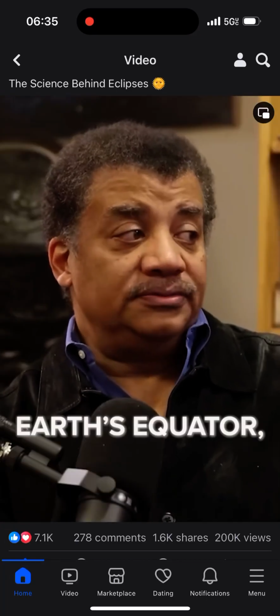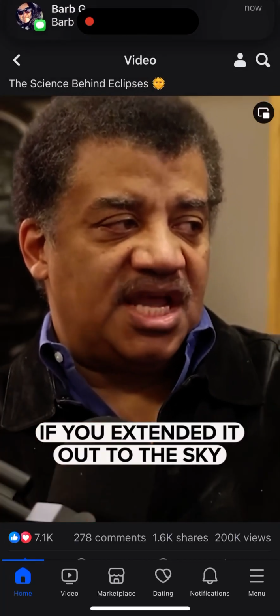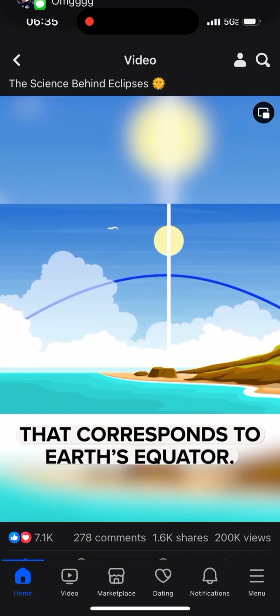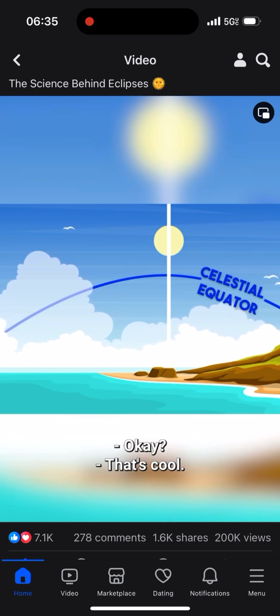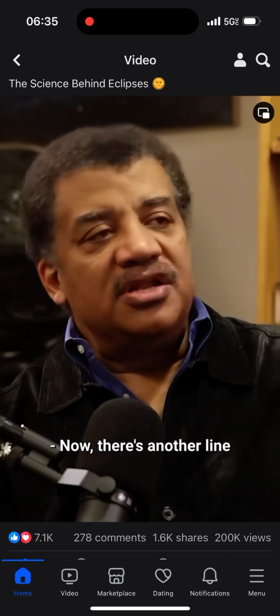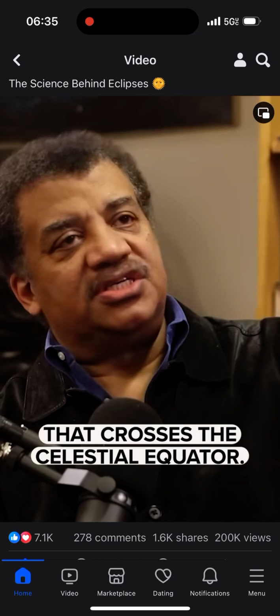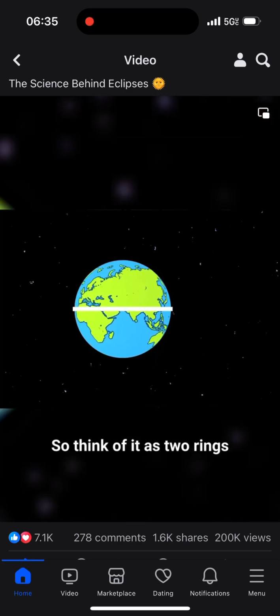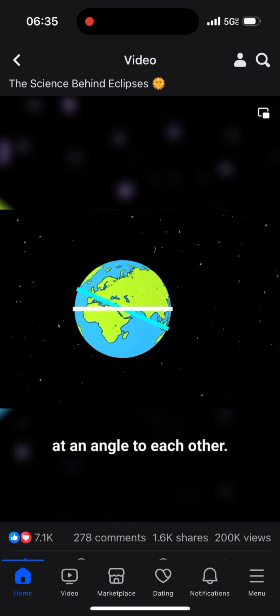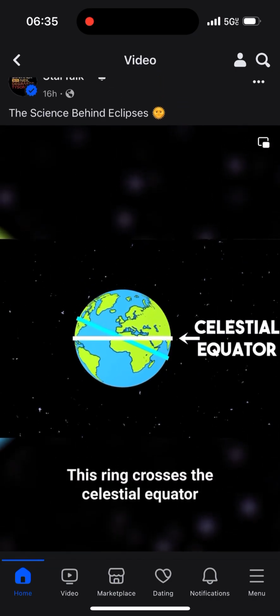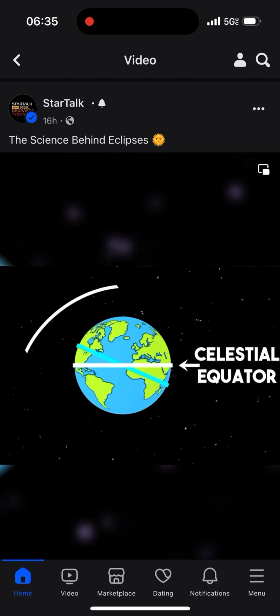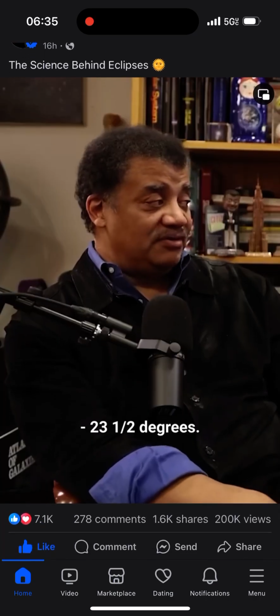Earth's equator, if you extended it out to the sky, there's a line on the sky that corresponds to Earth's equator. That's called the celestial equator. Now, there's another line that crosses the celestial equator. So think of it as two rings at an angle to each other. This ring crosses the celestial equator at an angle of 23.5 degrees.